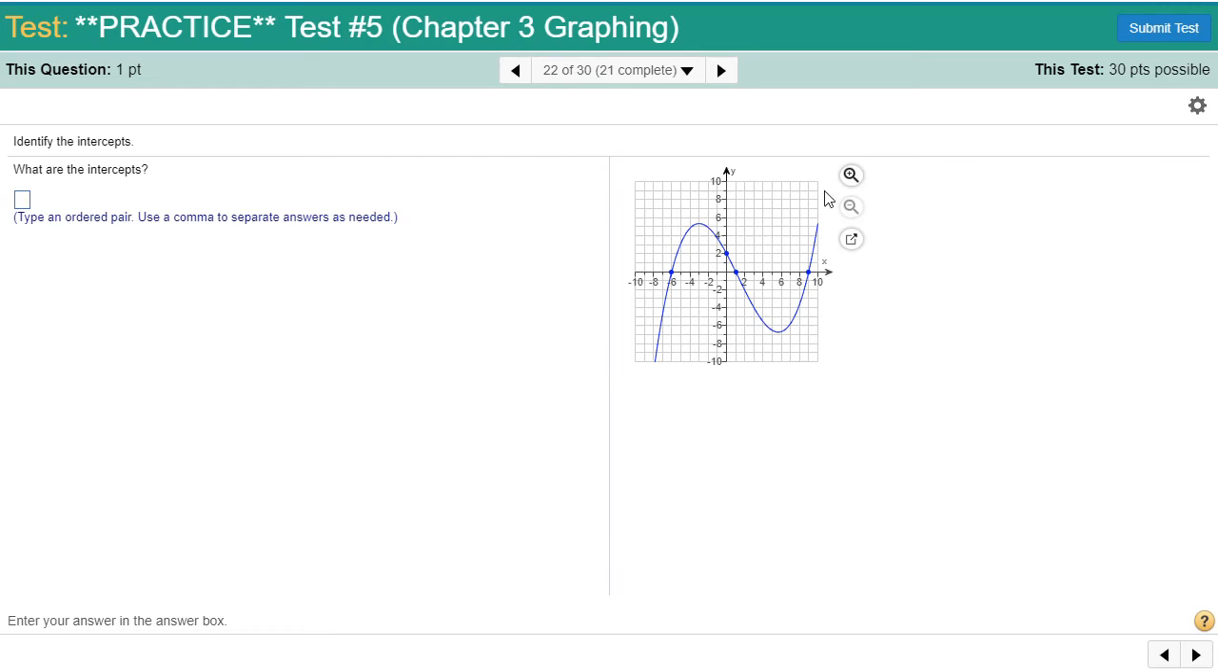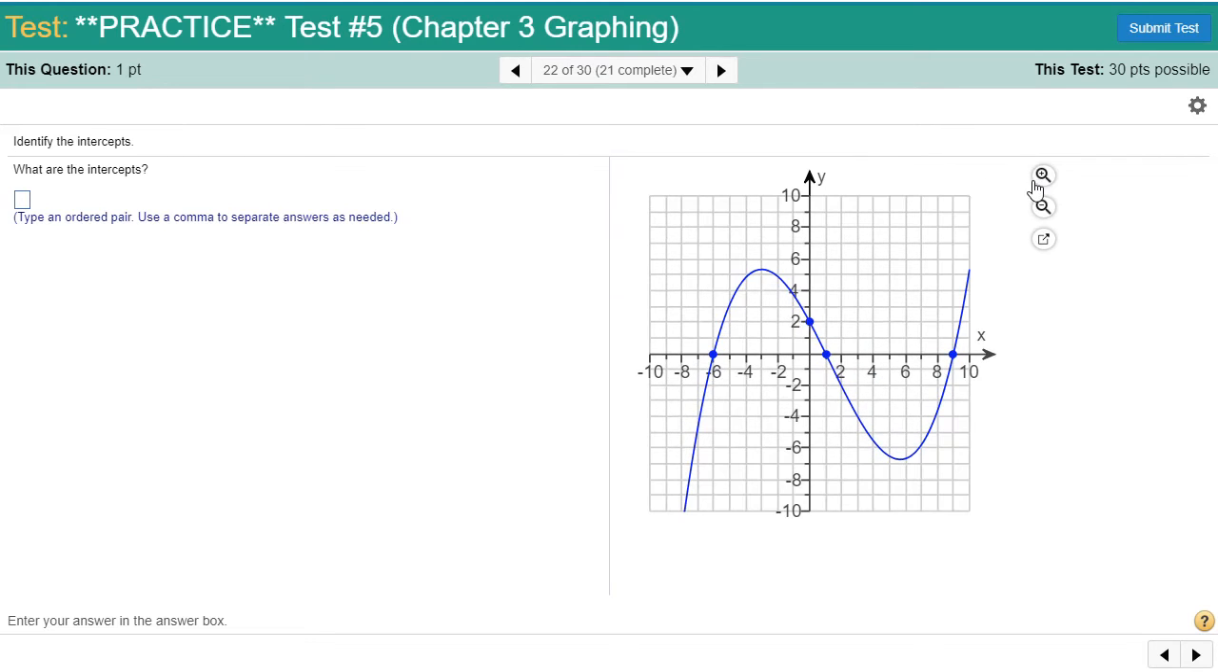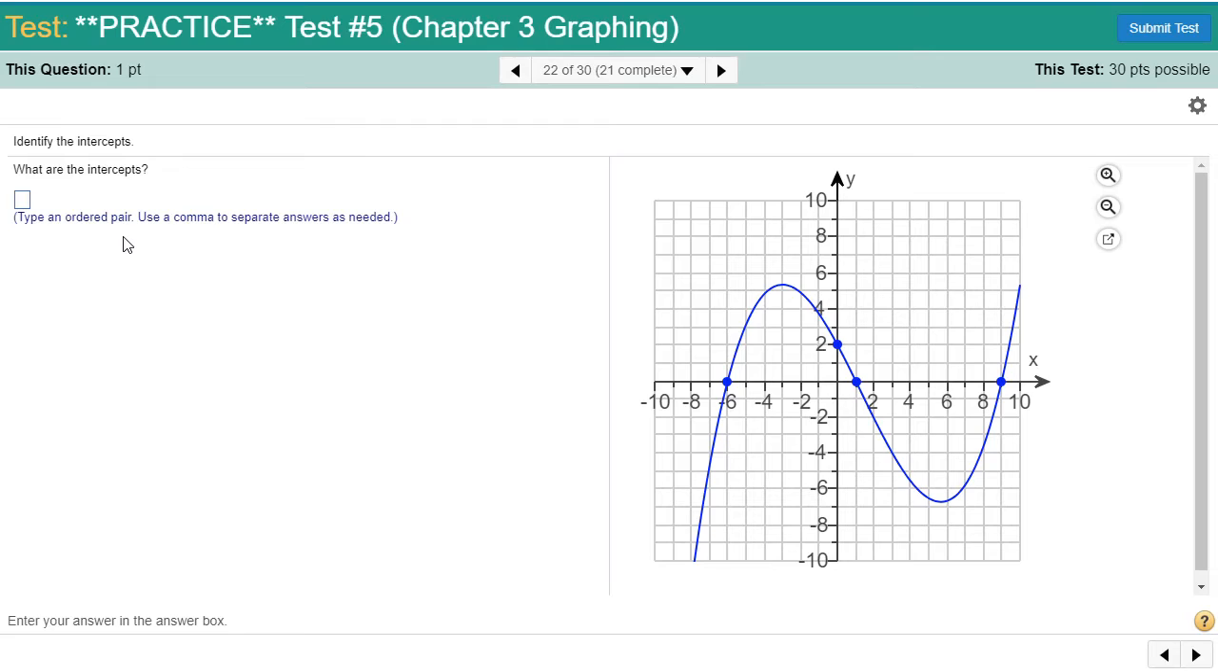But if we go back here to question 22, notice that the question is not distinguishing between x and y intercepts. It just wants you to list any point that crosses either the x or the y. All right, so let's go ahead and do that. First things first, I'm just going to start from the left of the graph and work my way from left to right. So first point I see that intersects one of our axes is this point here, which we can see is -6, 0.